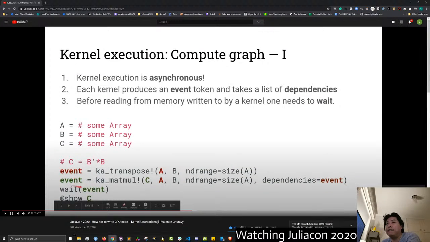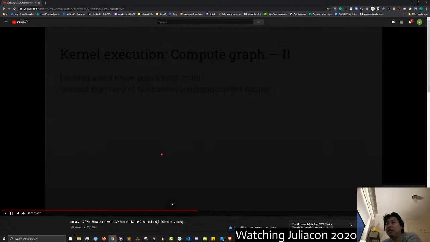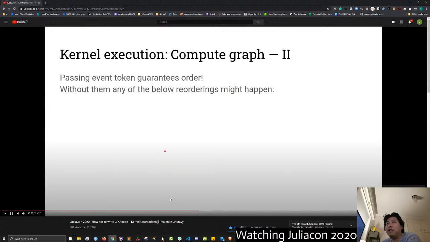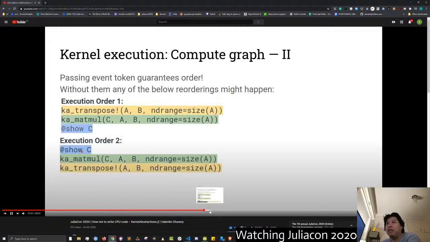You can see that these are the dependency edges to be carrying along. This event corresponds to this, and after we waited on this event, we can look at C. And this event is used as a dependency edge here, and so while this transpose is writing to A, we can read from here safely. If we didn't provide these dependencies and events, we wouldn't have written to.